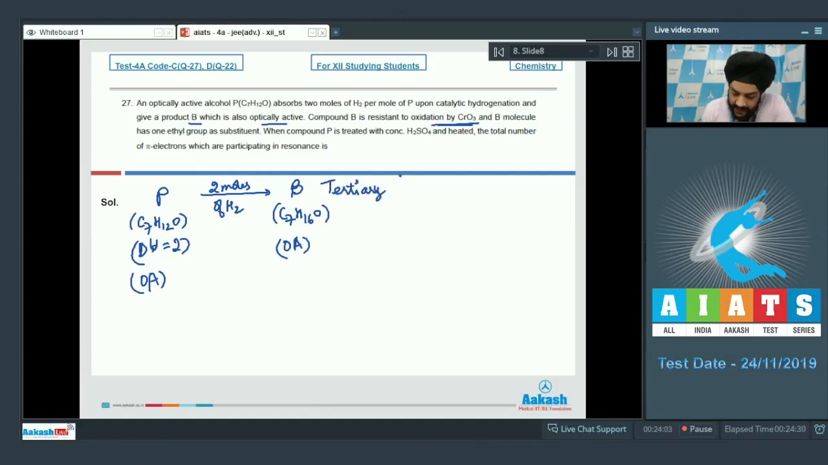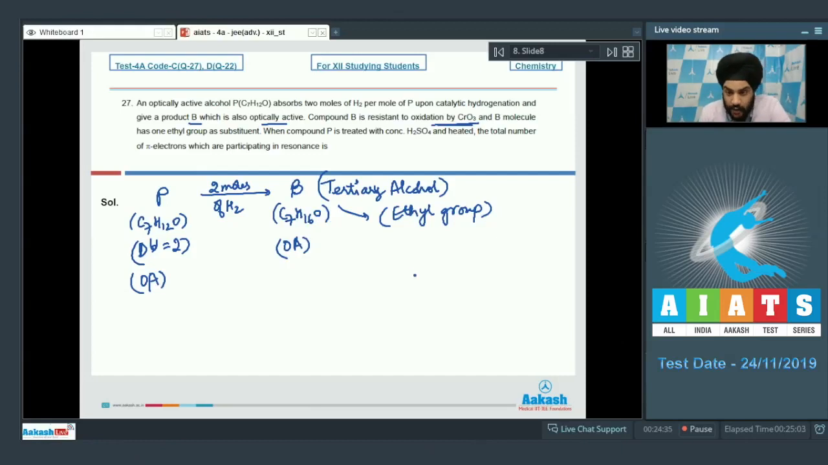So the information given to us is that the compound B is a tertiary alcohol. It is further mentioned that the B molecule has one ethyl group as a substituent. When compound P is treated with concentrated H2SO4 and heated, the total number of pi electrons which are participating in resonance is. Okay.